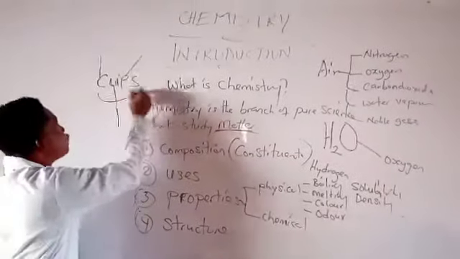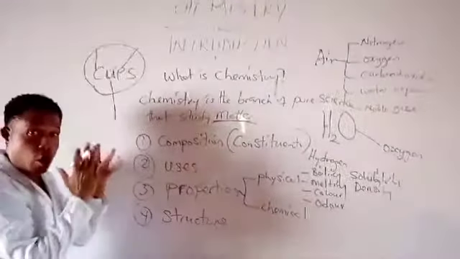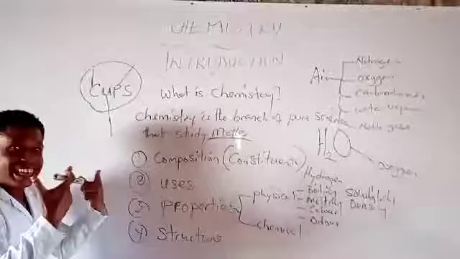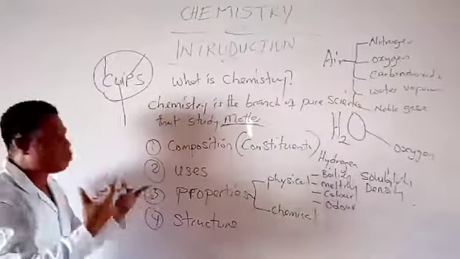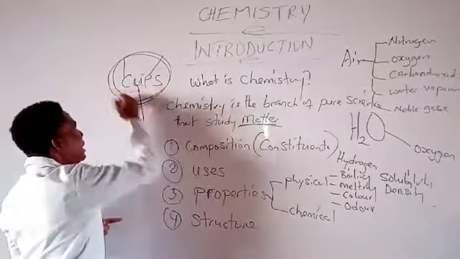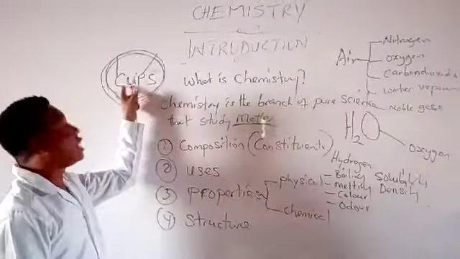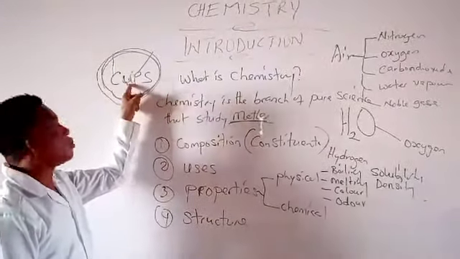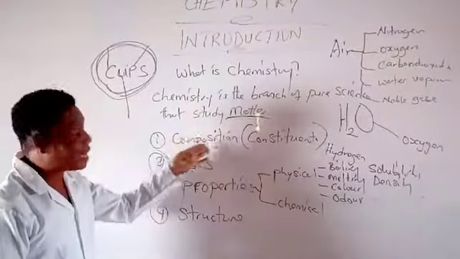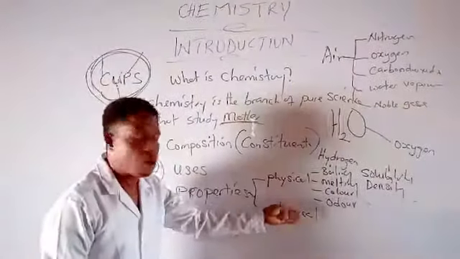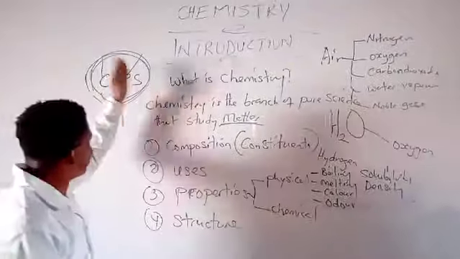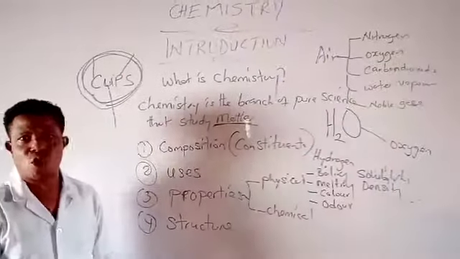So when you remember these four letters combined to form CUPS, you cannot easily forget how to define chemistry, because chemistry deals with these four letters. The first letter there is C, the composition of matter. The second one is U, the uses. The third one is P, the properties. And I said properties could either be physical or chemical. The last one is S, the structure of matter.